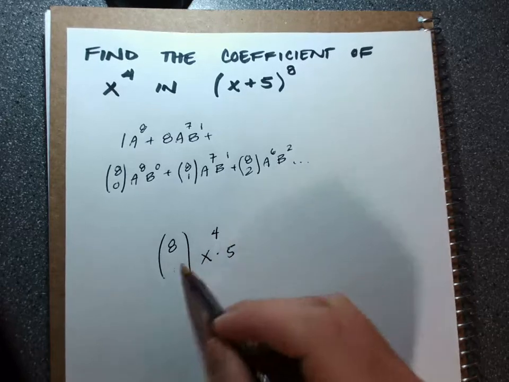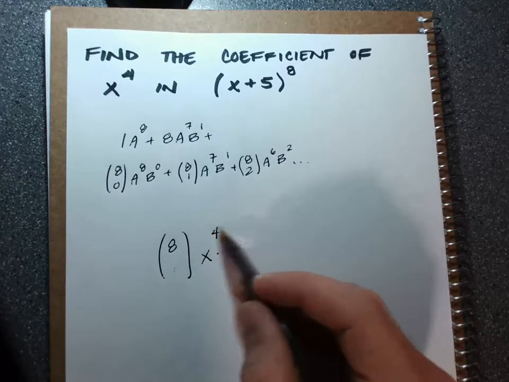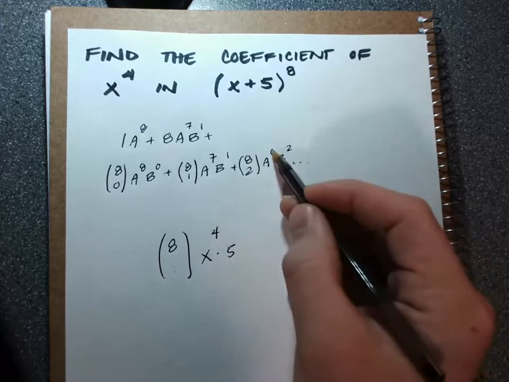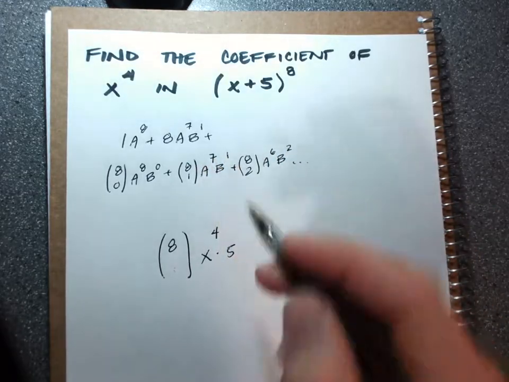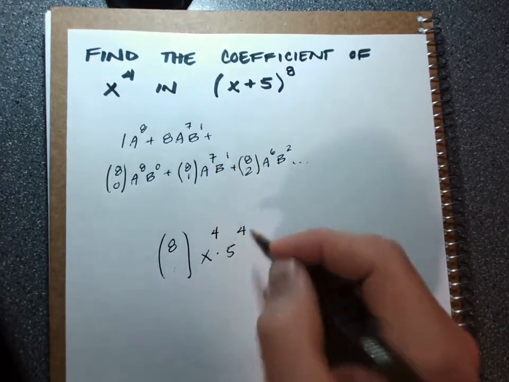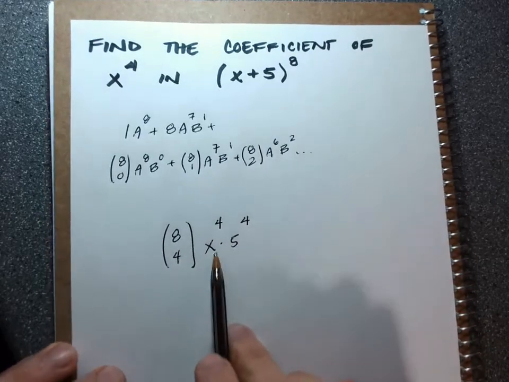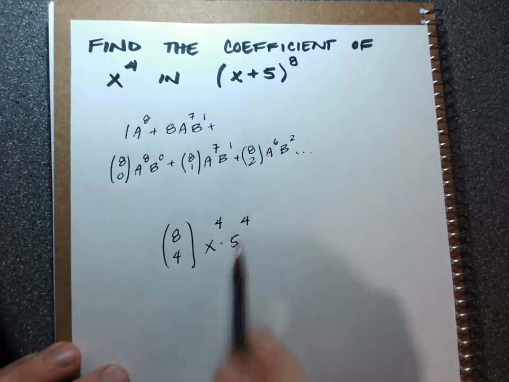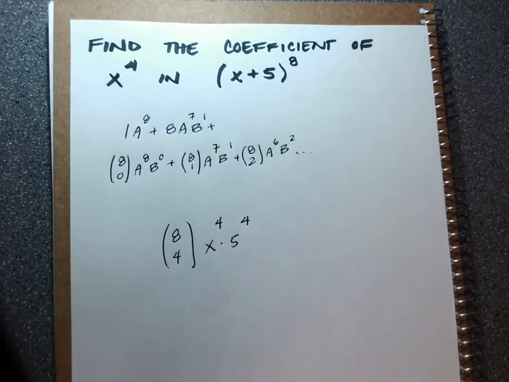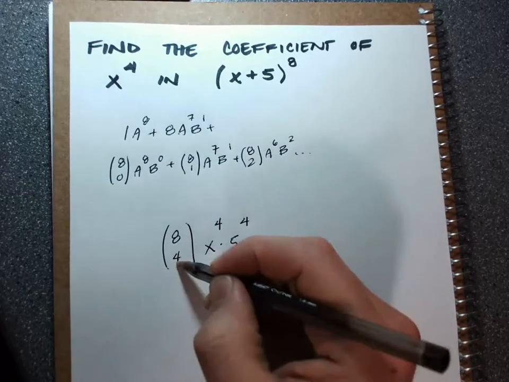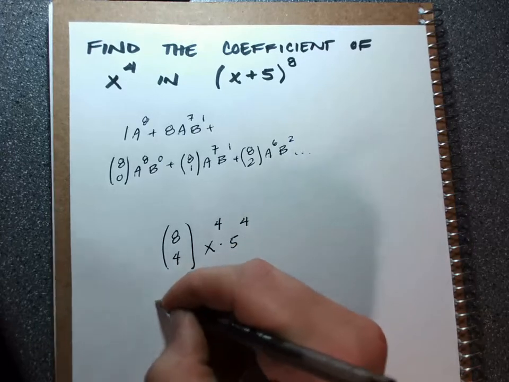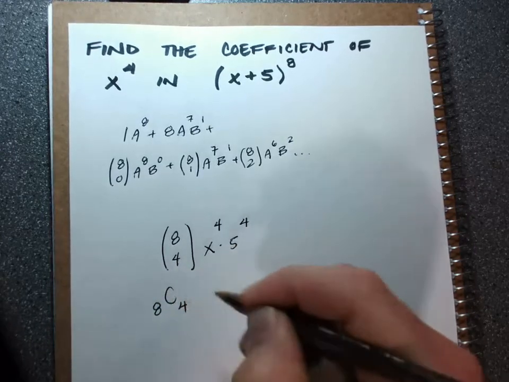And the way that we figure that out is that we know that the exponents always add up to 8 in this case. That the 6 and the 2, the 7 and the 1, they always add up to 8. So the leftover here is 4. That would be 8 choose 4, x to the fourth, and 5 to the fourth. And the 8 choose 4, you can do it on your calculator.